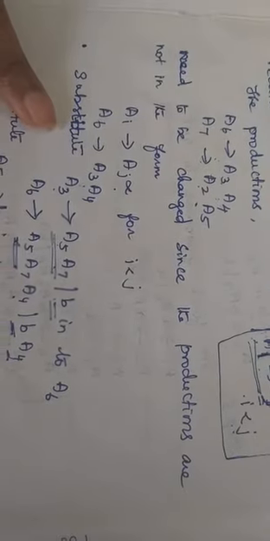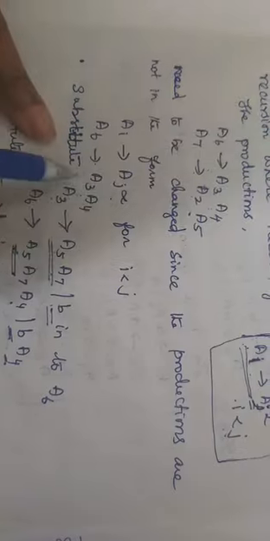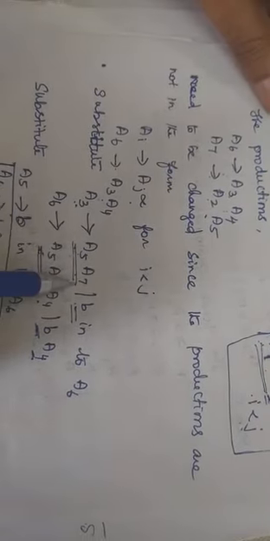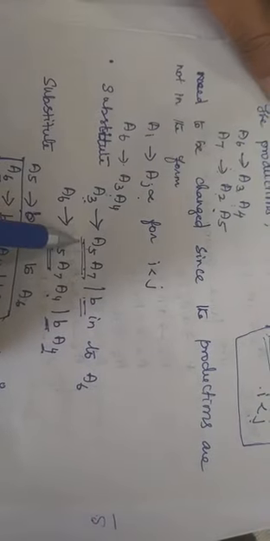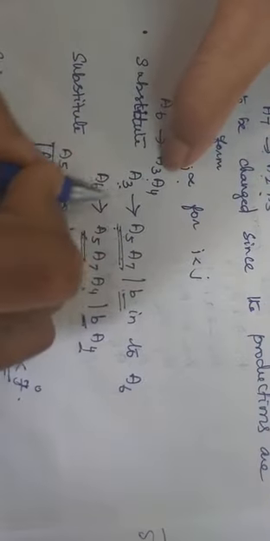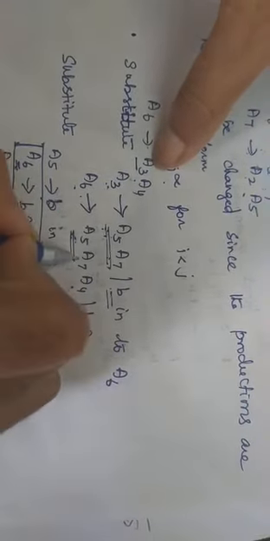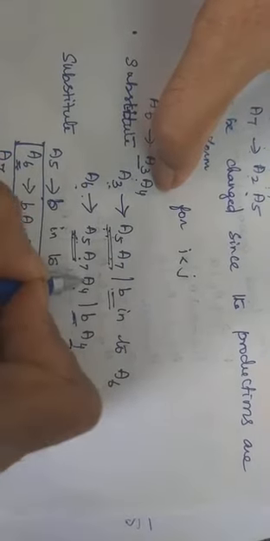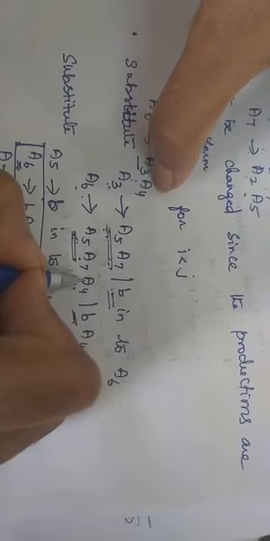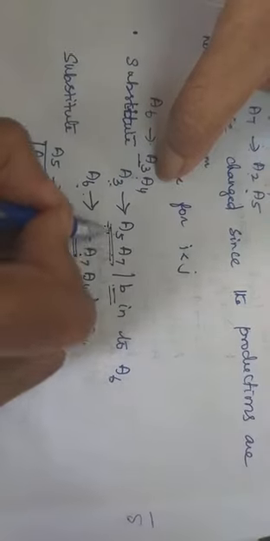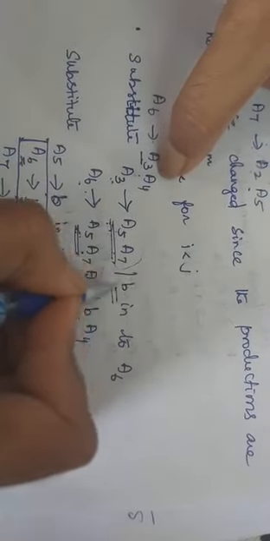Substitute now. A3 is what? A6 is A3, A4, you have written. And A3 is what? A3 is A5, A7. So you are substituting that A5, A7. So A6 gives, instead of this A3, you have substituted A5, A7. And then after A3, what do you have? A4. A4 you are writing as it is.